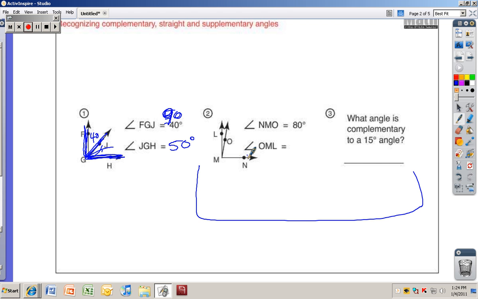Okay, NMO is equal to 80. So that one in there is going to be 90 minus 80, or 10 degrees. What angle is complementary to a 15-degree angle? 90 minus 15 is equal to, borrow from there, 10, 5, 75 degrees.